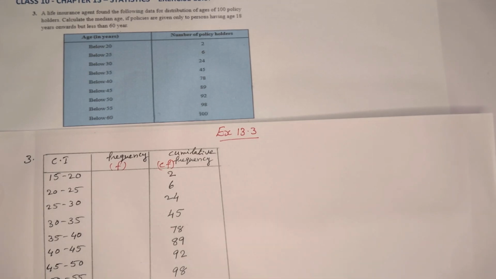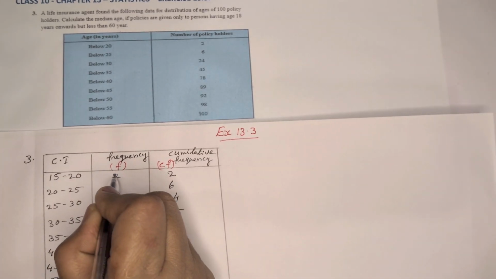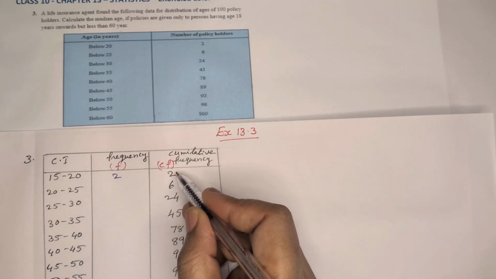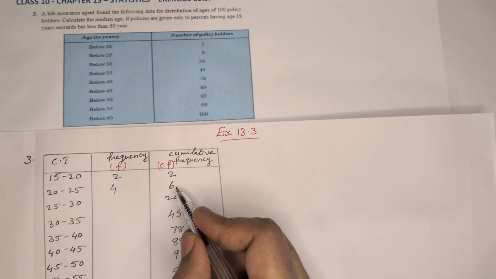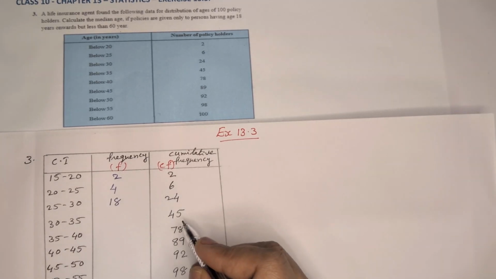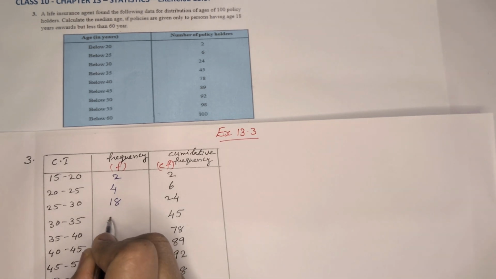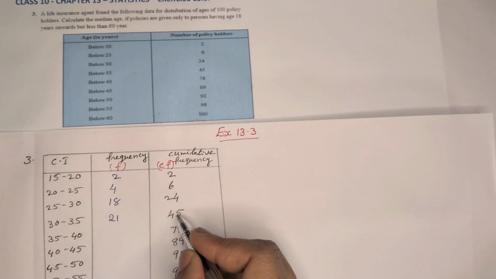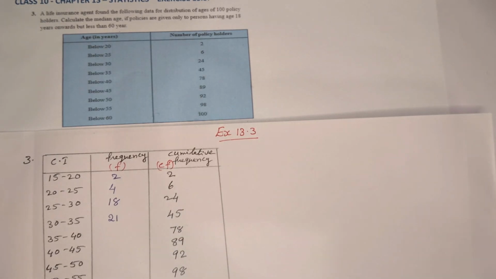So first we have to find the frequency, that means the frequency in between the class intervals. For that, the first number we can write the same. Then 6 minus 2, 4. 24 minus 6, 18. 45 minus 24, 21. So we just subtract the numbers and get the frequency of each class.